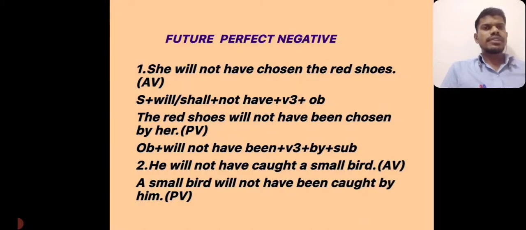First one is subject plus will or shall plus not, have plus V3. Whenever we are talking about perfect tense, present perfect, past perfect or future perfect, then we have to use a have form. At the same time we have to use V3, that is the past participle. For example, go is the first form, went the second form, gone the third form. Play first form, second form played, and third form also played.